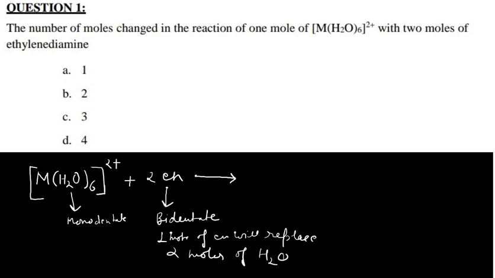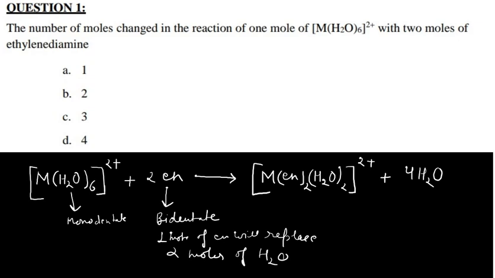Okay, and since you are reacting with 2 moles of ethylene diamine, that means it will replace the 4 moles of the water. So what would your product be like? You can write M(en)2, and 4 water molecules would be replaced. Then you will be left with only 2 water molecules in the coordination sphere. 2+ was already there, plus 4 water molecules, H2O.